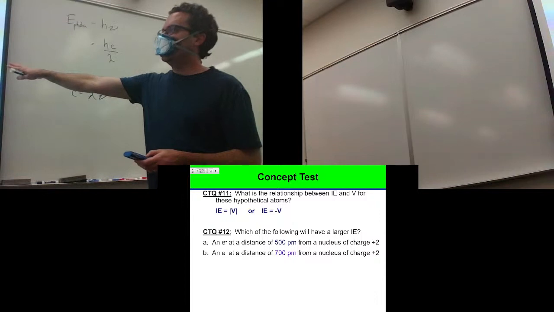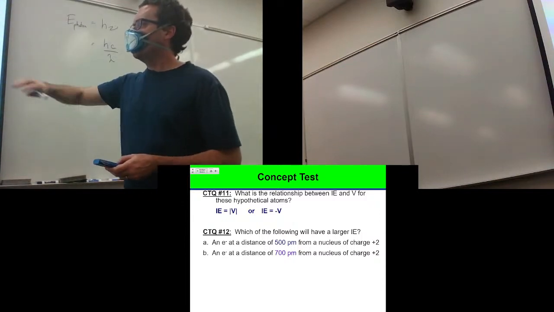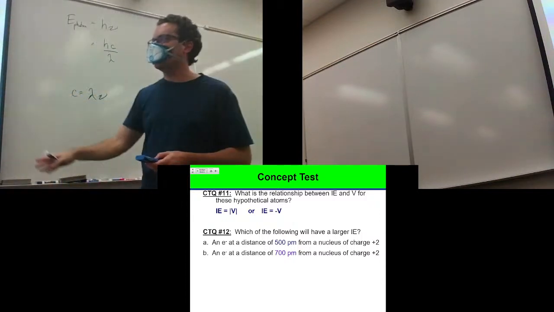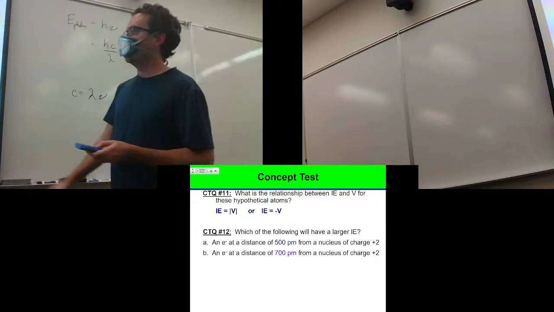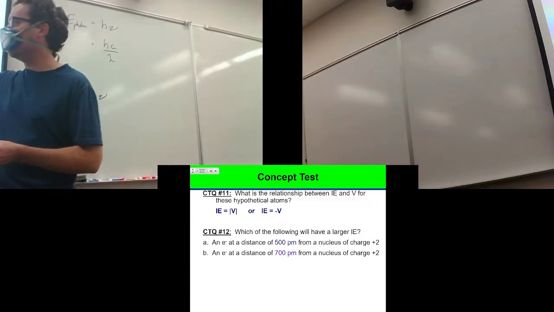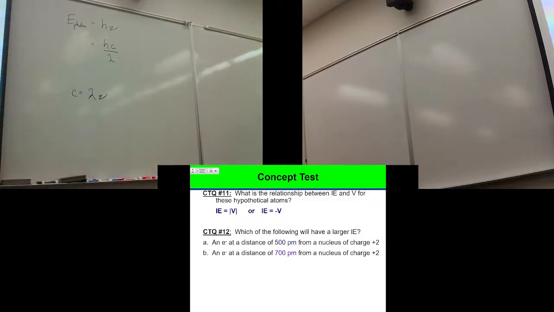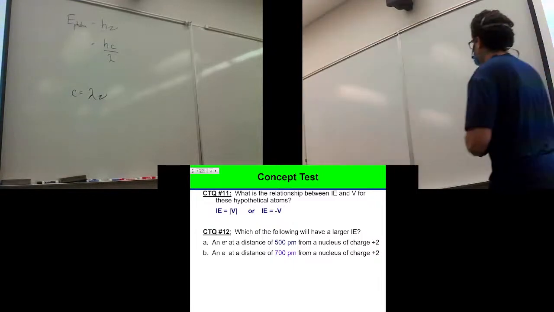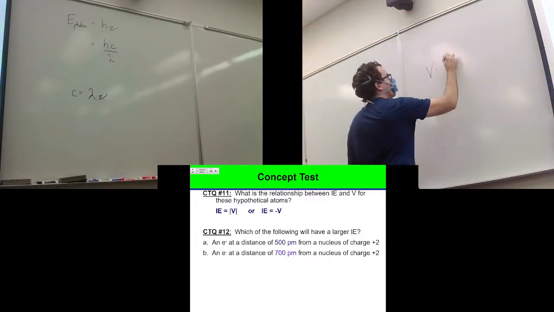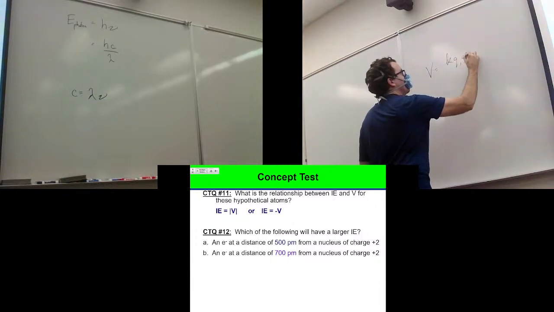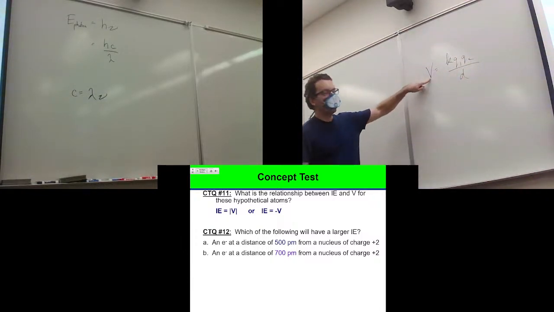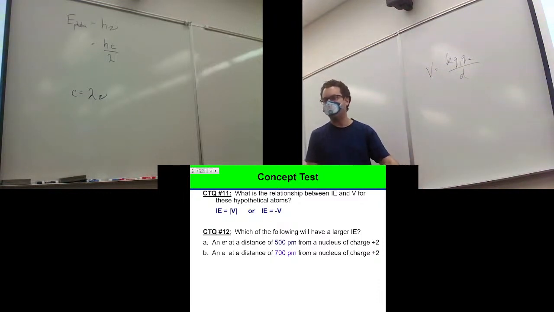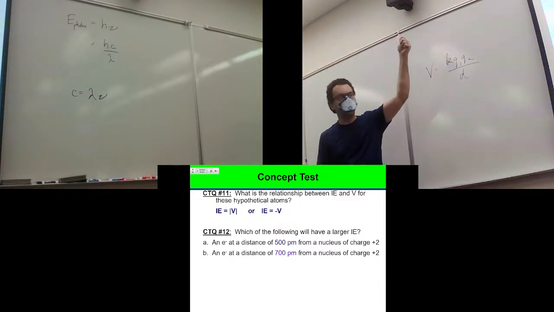So you need to be good at manipulating Coulomb's law. If the distance changes, what happens to ionization energy or potential energy? Think about it in terms of potential energy first. A closer distance will give us a much lower, more negative potential energy. And so if it has a much lower potential energy, it'll have a much larger ionization energy.